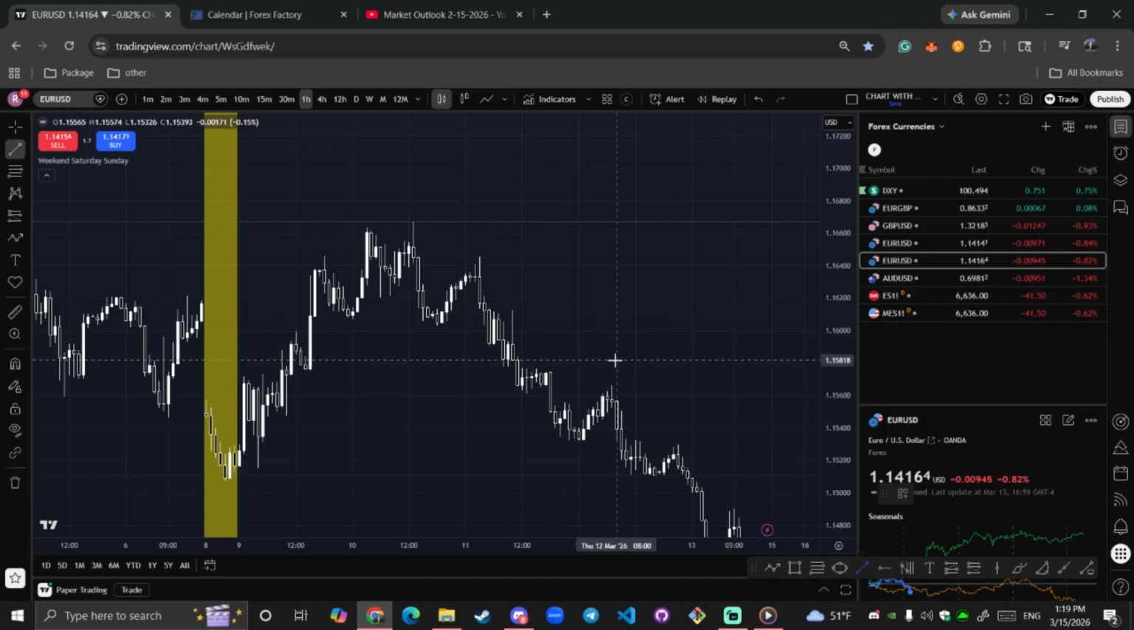I'm going to label out the levels, right? So I won't take too much of your time. I'll try to do this quick because it's pretty simple in my opinion, right?